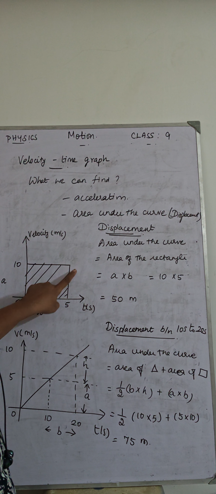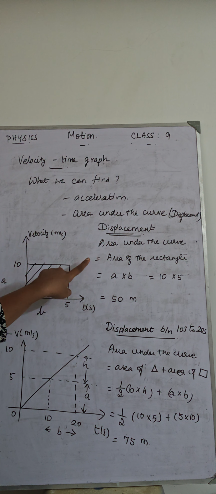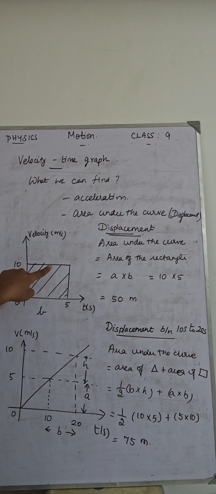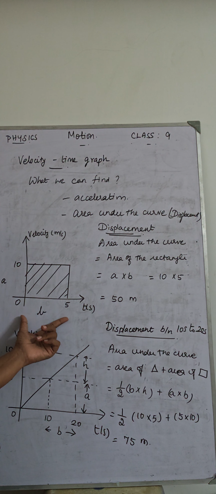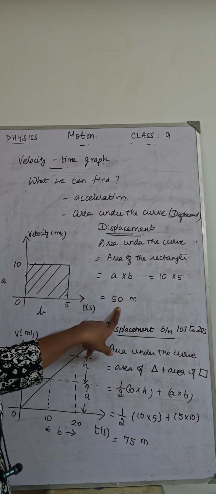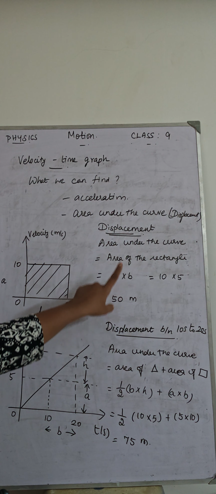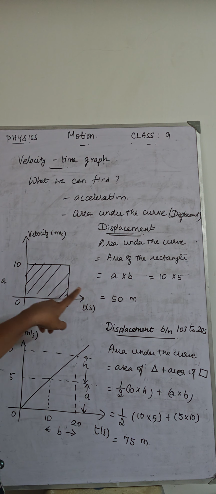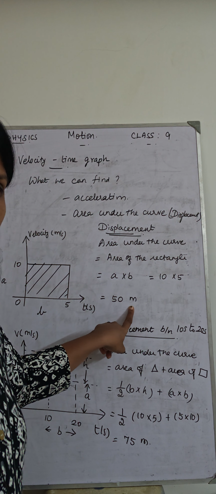See the first value here. It is a rectangle in shape. So the area under the curve is nothing but the area of the rectangle. We know the formula for the area of the rectangle, which is A cross B. I am taking A here and B here. What is the value of A? 0 to 10, so A is 10. Here 0 to 5, so B is 5. Just multiply 10 into 5, which is 50 meter. Your displacement for this particular graph is 50 meter.